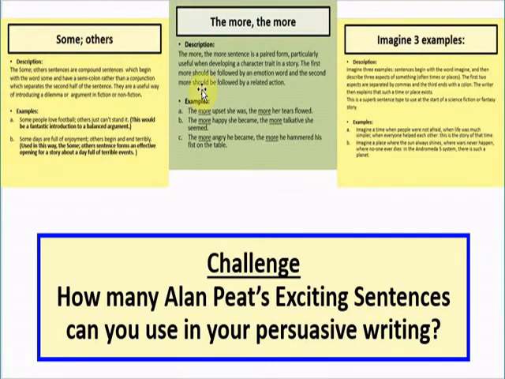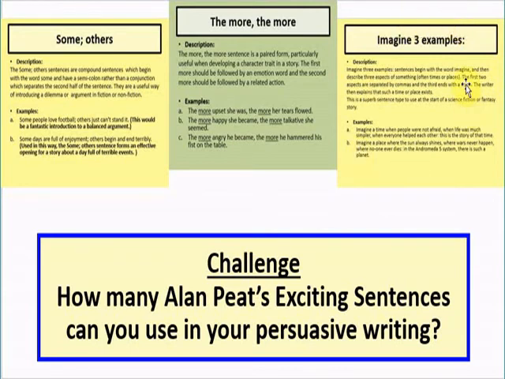Some others, the more, and imagine three are three of my personal favourites for your persuasive writing. And the reason why is that each one does something extra for you. So I'm actually going to start with the imagine three. I love imagine three as something that you can use if you have absolutely no idea how to start a piece of persuasive writing. If you start with imagine three and then carry on with your persuasive writing, you will actually pretty much set yourself up to write a really good piece of persuasive writing.